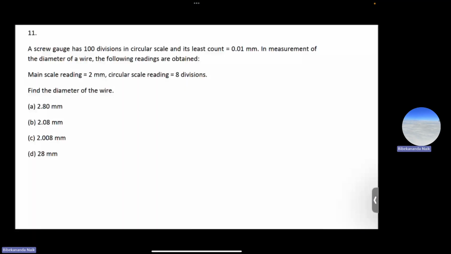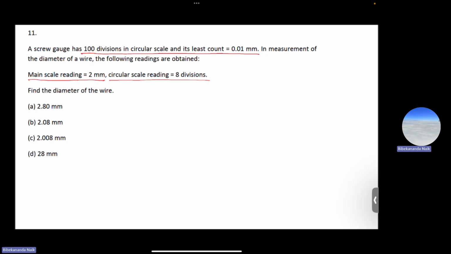Now the question number 11 from the week 1 content is related to screw gauge. The question says a screw gauge has 100 divisions in circular scale and its least count is 0.01 millimeter. In measurement of the diameter of a wire, the following readings are obtained. The main scale reading is 2 millimeter. Then the circular scale reading is 8 divisions. Now the question is, find the diameter of the wire.